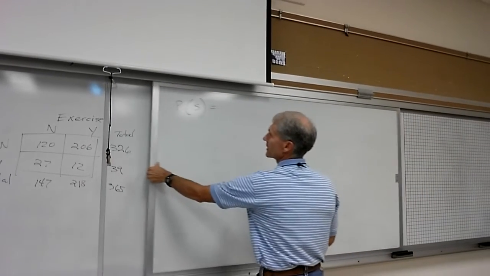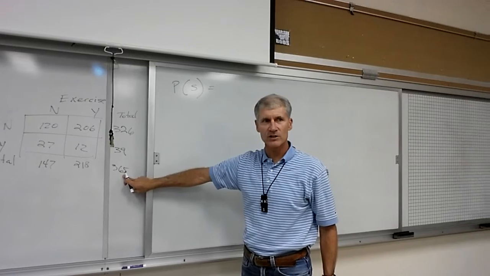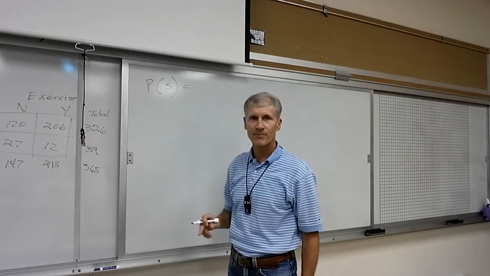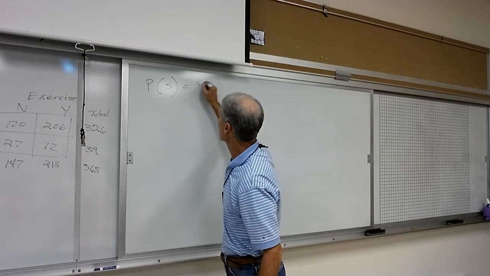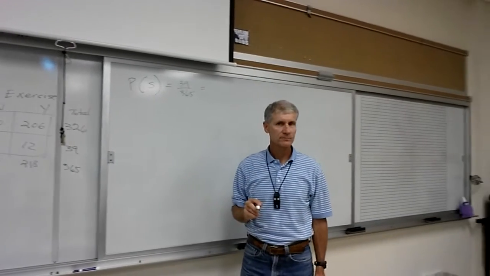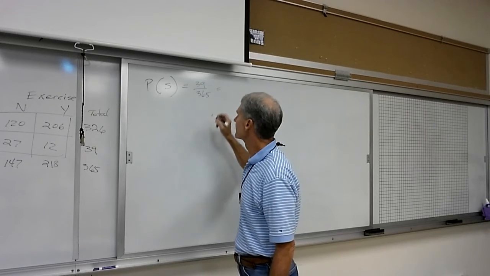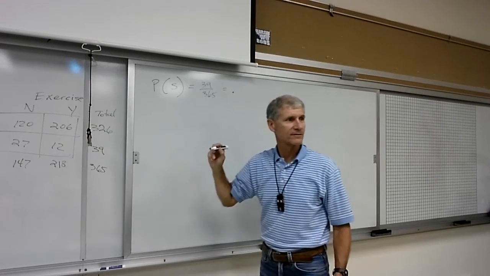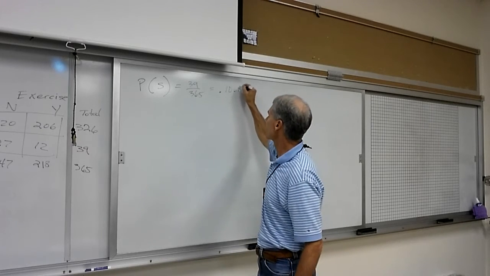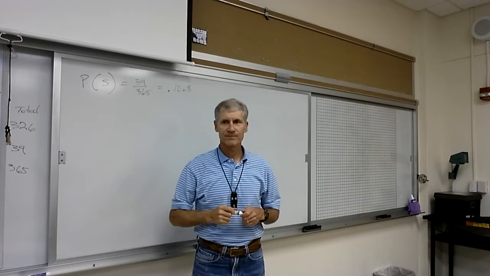What is the probability that a randomly selected person from among one of these 365 is a smoker? 39 out of 365. Good. Give me that as a decimal. 0.1068. Okay? By habit I like to keep 4 decimal places for probabilities.